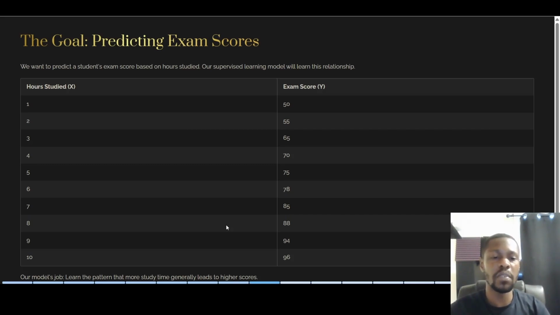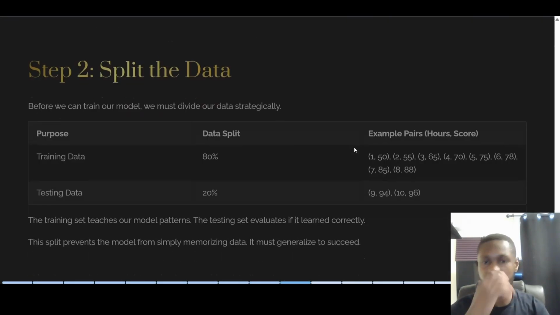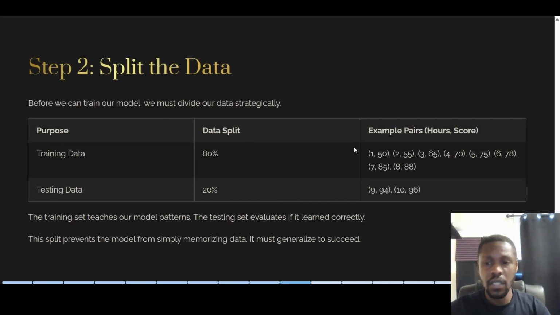So our model's job is to learn the pattern that more study time generally leads to higher scores. As you can see, if someone studies 3 hours, then on average their score will be 65, etc. So we want the model to learn this general pattern.